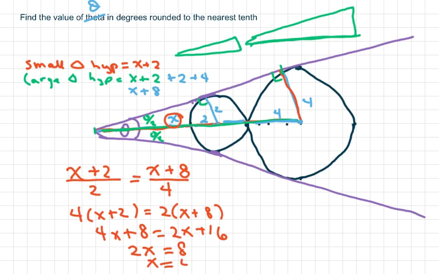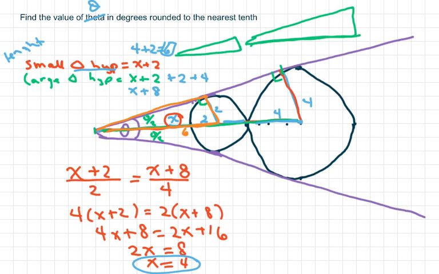So x equals 4. Now I just want to deal with the smaller triangle. If x is 4, then the length of the smaller hypotenuse is going to be 4 plus 2, which equals 6. So this length here, I'll try to get a different color, this length here, the hypotenuse, is 6. Now I can solve for theta. I'm just going to use this triangle right here and set it up.